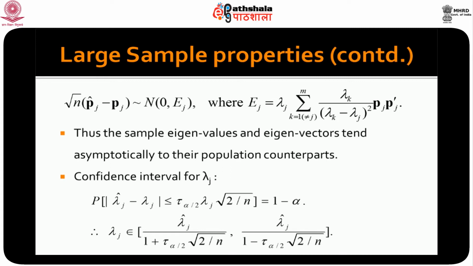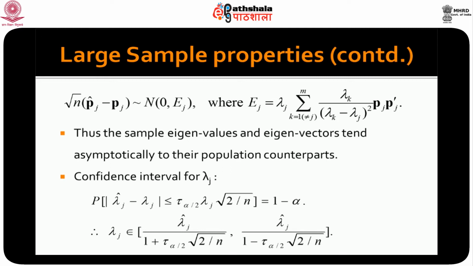It implies that we can form confidence intervals for the lambda i's, and then after a little algebra, what we can find is that lambda i lies between the two limits: lambda i hat divided by 1 plus tau alpha by 2 root over 2 by n, and lambda i hat divided by 1 minus tau alpha by 2 root over 2 by n. So this gives us the two confidence limits for lambda j.